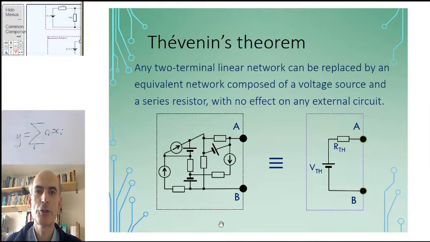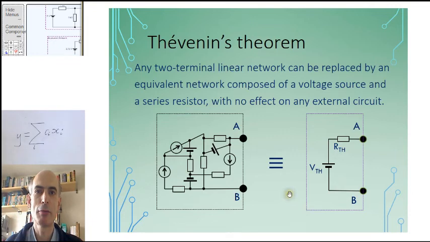Quick reminder, because it's important, if you're asked to quote Thevenin's theorem, always remember that it's for two-terminal networks. The networks have to be linear, and the equivalent circuit is composed of a voltage source and resistor in series. Those three things have to be present in order to get a correct statement of Thevenin's theorem. Two-terminal, linear, voltage source and series resistor.